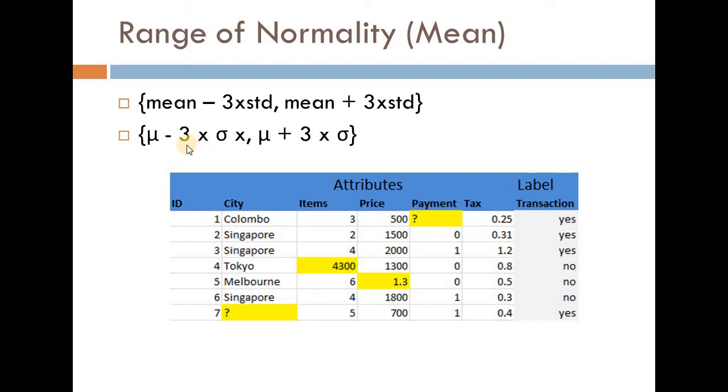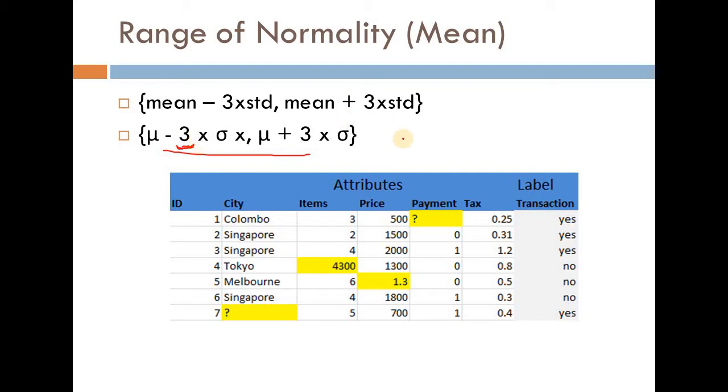So one such approach is to have the range of normality defined as mean minus 3 times standard deviation as the lower limit and mean plus 3 times standard deviation as the upper limit. Instead of these 3, other values like 2, 2.5, 3.5 can also be tried.